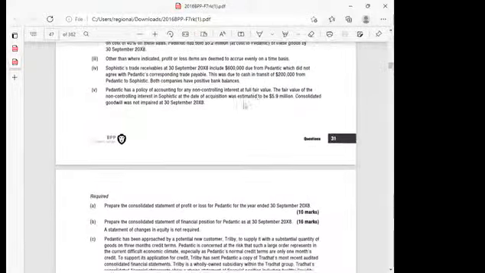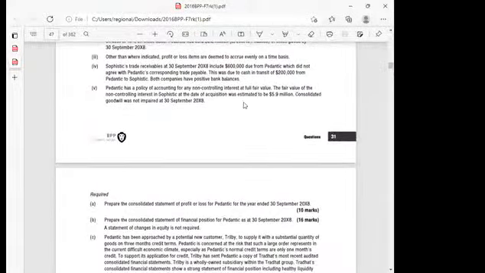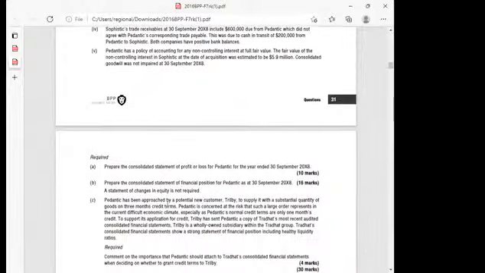Ladies and gentlemen, I would want us to start right away by reading the requirements. We are told here to prepare the consolidated statement of profit or loss for Pedantic for the year ending 30th September 2008. And then they want us to prepare the consolidated statement of financial position for Pedantic as at 30th September 2008. So the key word here is that they want us to prepare group accounts. Group means consolidated.